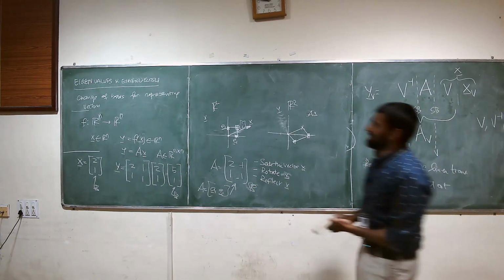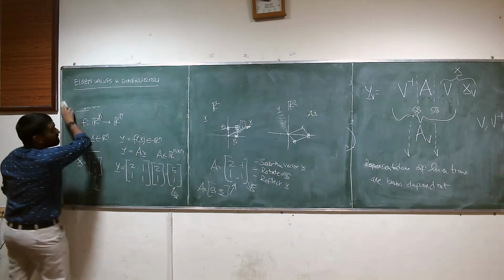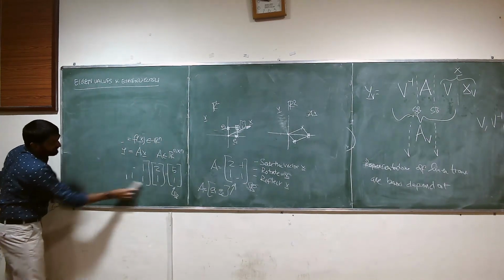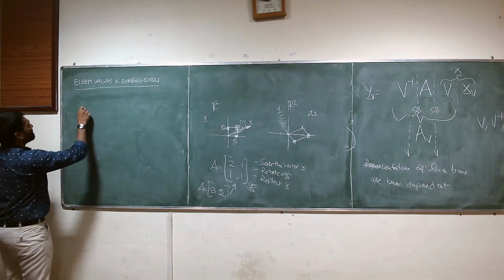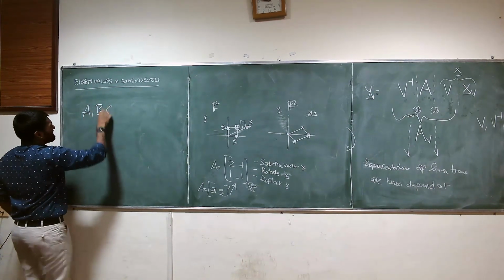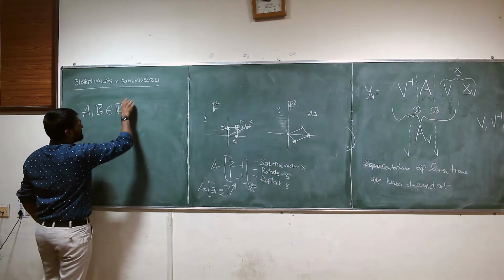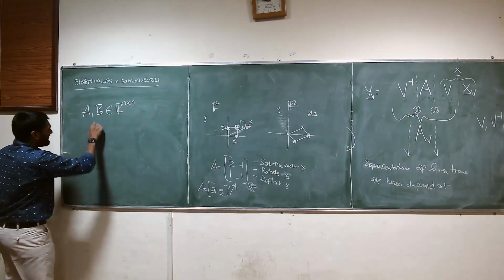Okay, and this type of a transformation where you have two matrices A and B, okay? You have two matrices A and B, the square matrices, right? And A and B are related like this.